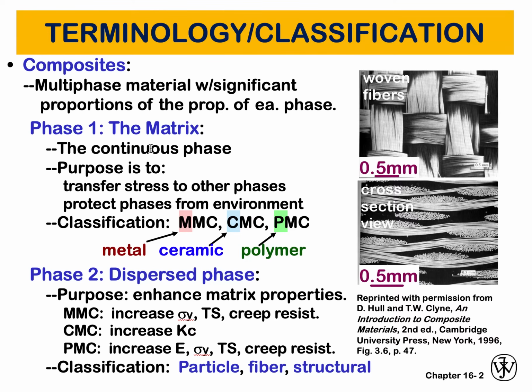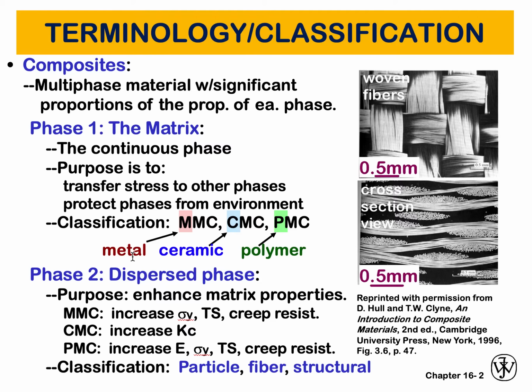And we have classifications of the matrix phase. We can have metal, ceramic, or polymer matrices, and each one of these composites can give us or enhance a specific set of properties. The first phase is going to be the matrix phase. That's the notation and the classification.